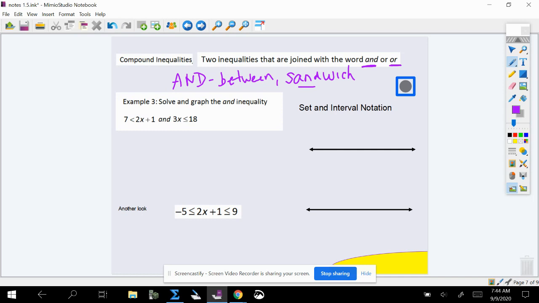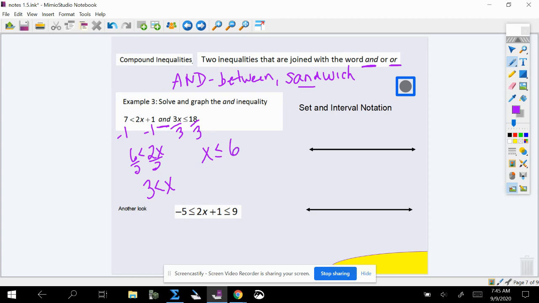When I solve an and inequality, there's a couple ways to do it. I'm going to show you both different forms here. One is that the word and is between it, and you're going to solve each of them separately. So I'm going to look at the inequality here on the left, subtract 1, so I get 6 is less than 2x, divide by 2, so 3 is less than x. And I'm going to do this next one. I'm going to divide by 3, so x is less than or equal to 18 divided by 3 is 6.